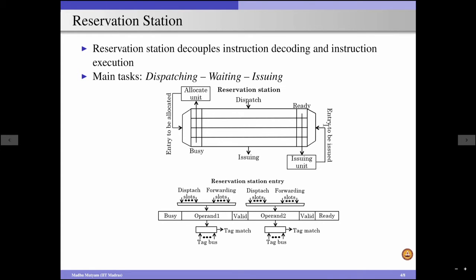Along with this computed value, it also forwards the tag associated with the operand. In other words, we forward the register tag as well as the computed value that is going to be stored in the register. Using these forwarding slots, we compare the tags of this computed value with the tags of the operands that are stored in the reservation station. If there is a match, we write the computed value onto that location, and we set the corresponding valid bit, so that this value is available in the reservation station, and next time when both the operands are ready, we can issue this instruction to the functional unit.